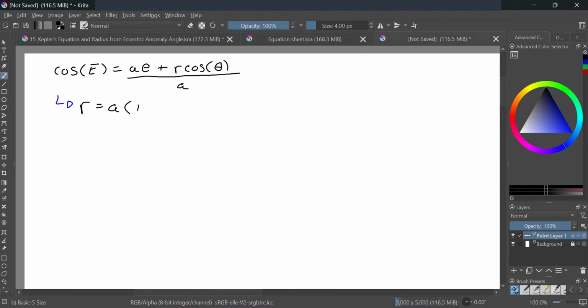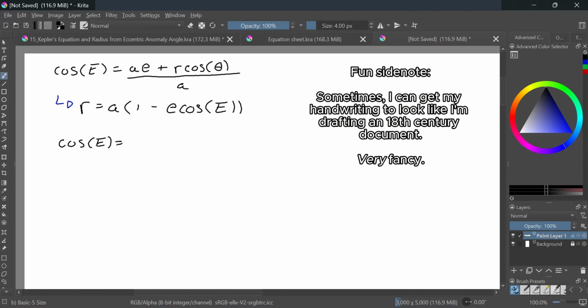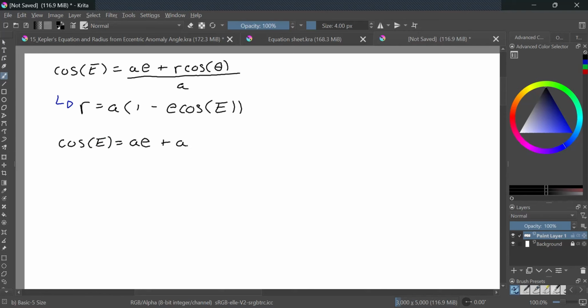R equals A times 1 minus E cosine of the eccentric anomaly angle. Then we'll plug it in. Try to make my handwriting look a little bit neater. Some days you just have nice handwriting and some days you don't. You know? A times E plus A times 1 minus E cosine of E, times the cosine of theta, all over A.